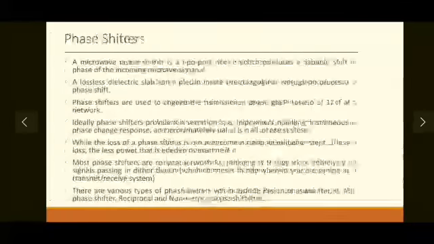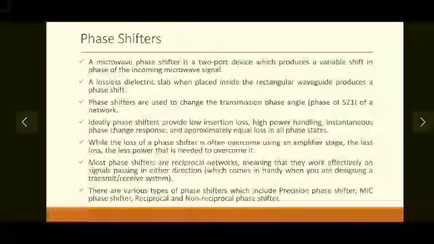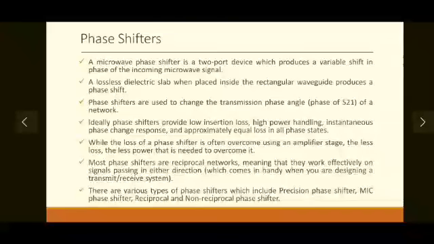First of all, let's see the phase shifter. As the name suggests, a microwave phase shifter is a two-port device which produces a variable shift in the phase of an incoming microwave signal. So if you input a signal, then the phase shifter will produce changes only in the phase of the signal, not in any other parameter. The primary, the only job of the phase shifter is to produce a phase shift in the incoming signal.